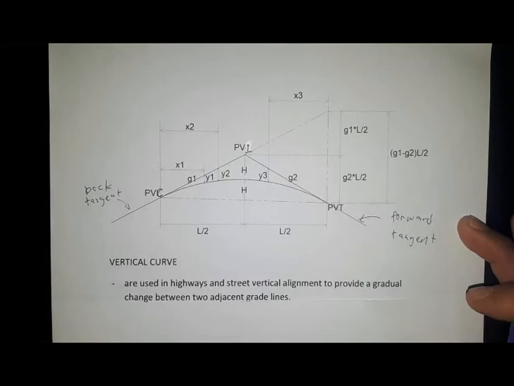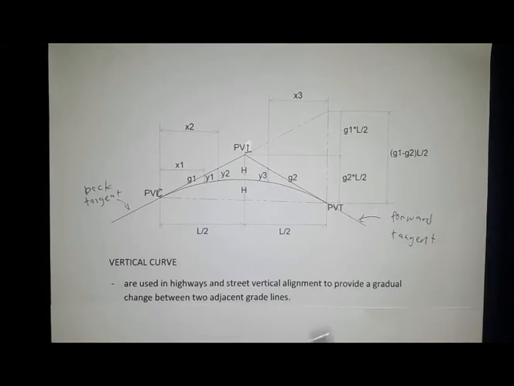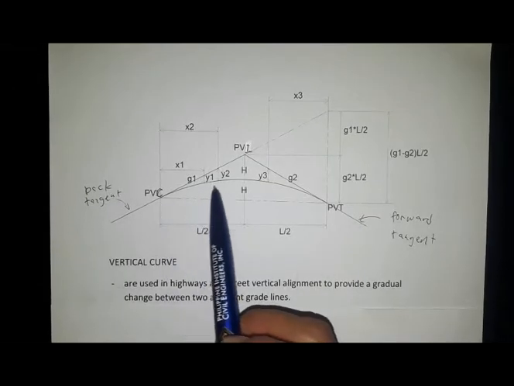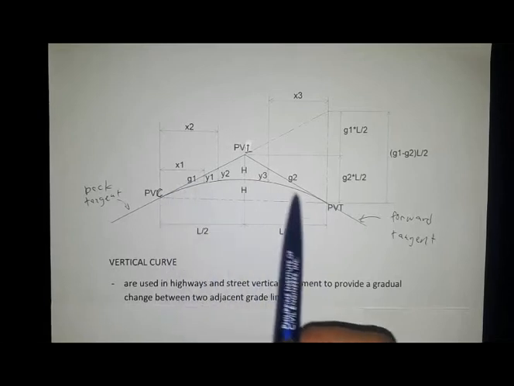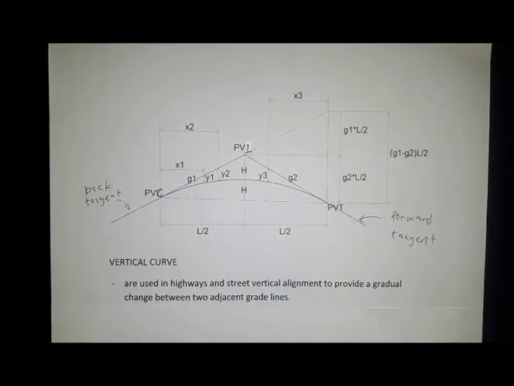A vertical curve is used in highway and street vertical alignment to provide a gradual change between two adjacent grade lines. So here we have the vertical curve using the principle of parabola. We have the following elements.